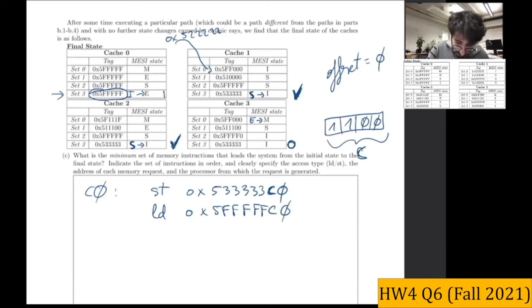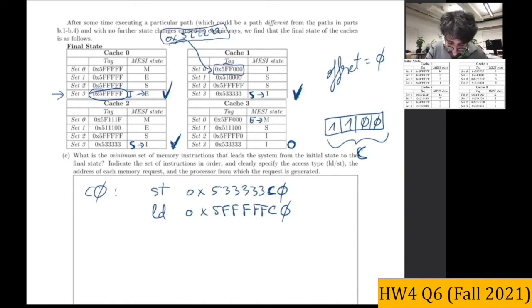Okay, so we have cache 0, set 3 already in the final state. Let's go to cache 1. We see that we have to load this address in cache 1, because before it was a different address, a different tag.